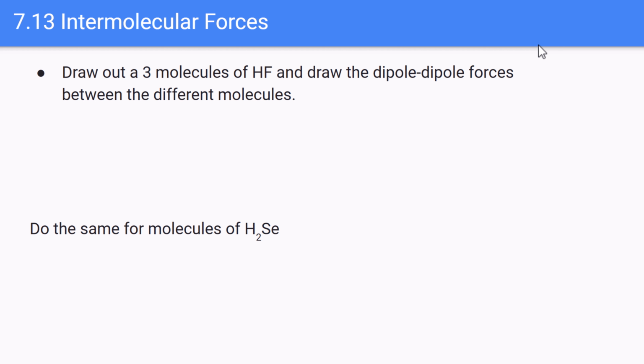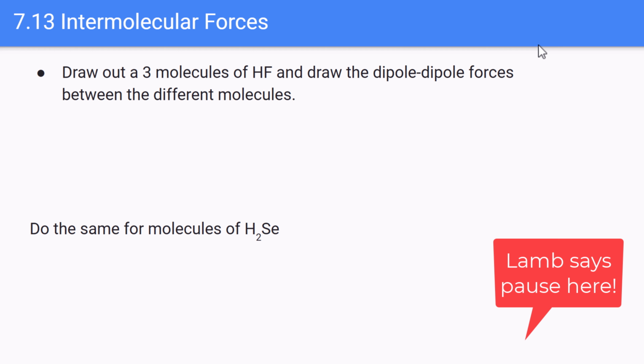Remember, opposites attract. So if we give a negative end to one part of the HF, the opposite end is going to get a positive, and think about what attracts one another. Opposite charges attract. So think about those things. We're going to do the same for H2Se here in just a moment. Take a moment, see if you can do that on your own. Look at what we've looked at previously, and we will do it together in just a moment.